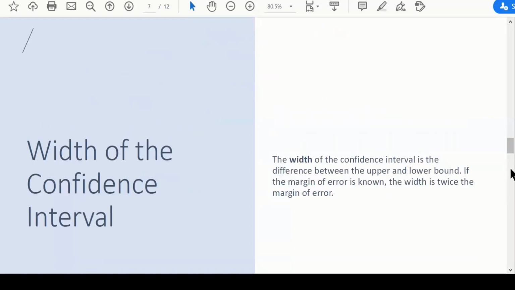Oh, this is what I just said. The width of the confidence interval is the difference between the upper and lower bound. So it's twice the margin of error, one on each side.